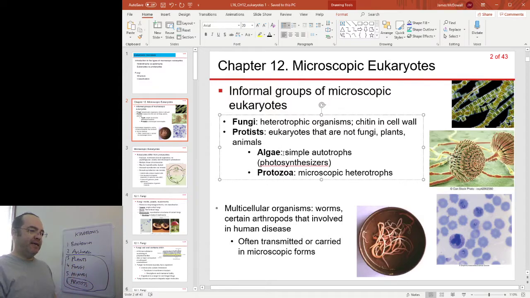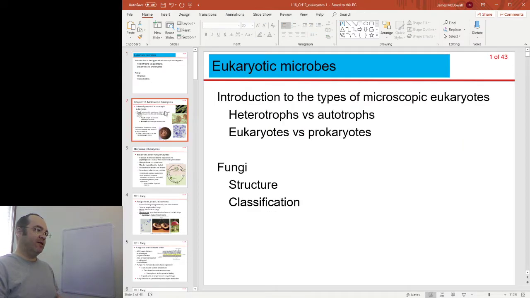One type of protist is the algae. These are photosynthetic eukaryotes. Another kind of protist are protozoans, and these are microscopic heterotrophs. So, what is a eukaryote? What do these informal groups mean? That should be enough to cover that. Let's look at this difference between heterotrophs and autotrophs.